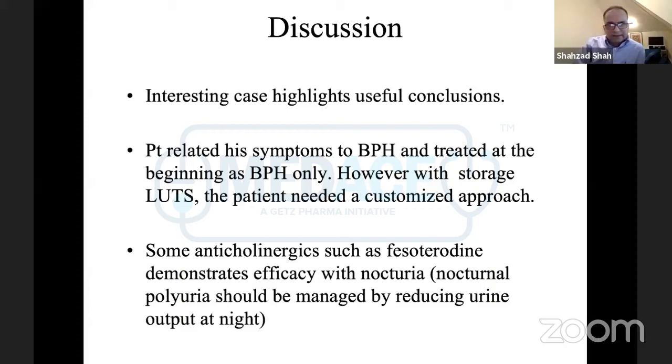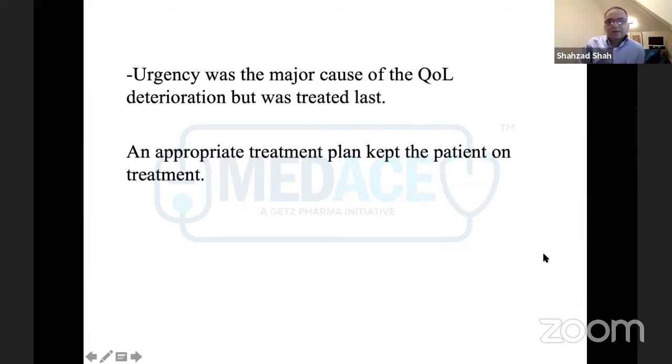Nocturia is a whole topic in its own. You could carry out a workshop on nocturia, and I think it's beyond the remit of today's discussion. But nocturnal polyuria can be managed by reducing the urine production, especially at night, and we can discuss that later if there are questions. Urgency was the major cause of the quality of life deterioration, but this was treated last, and an appropriate treatment plan kept the patient on treatment.